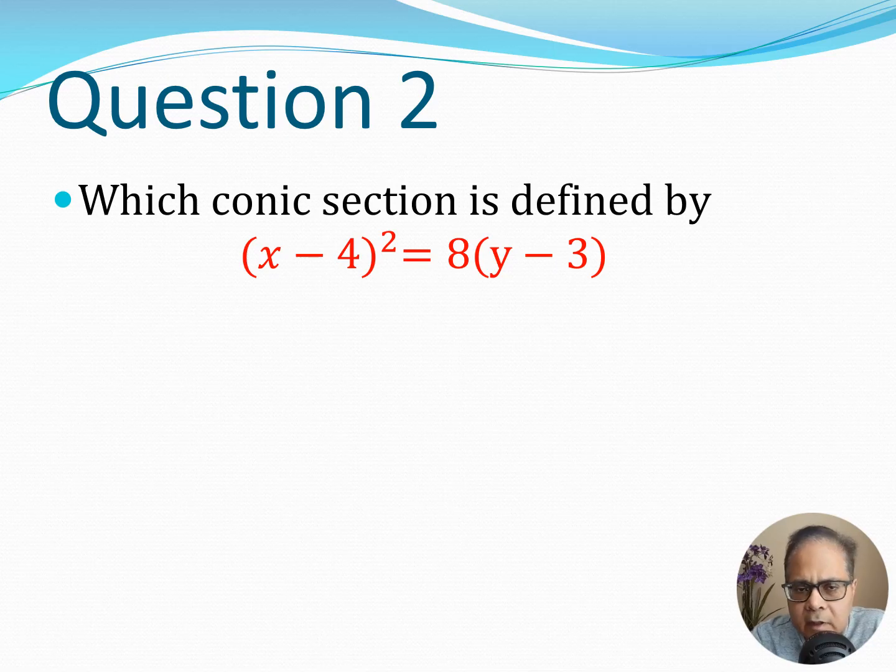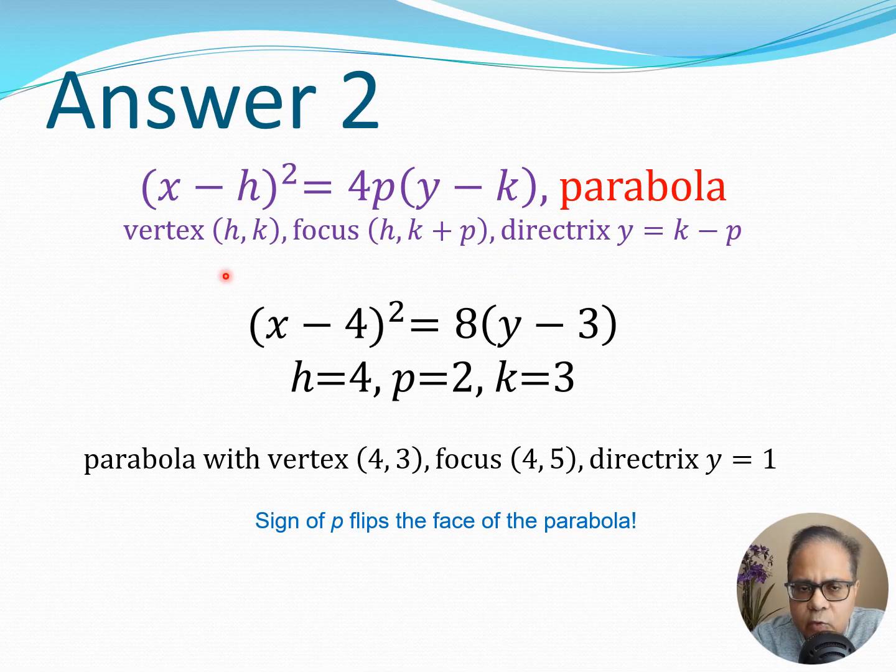Now the shape of the parabola can be changed depending on the type of equation you are dealing with. So sometimes you have this in the form where there is a y square and an x here, and now you have this in the form x square and there is a y here. So in this case, this particular conic section is there, and the question is basically which conic section is defined by this equation here.